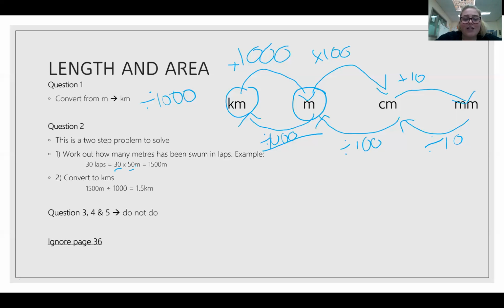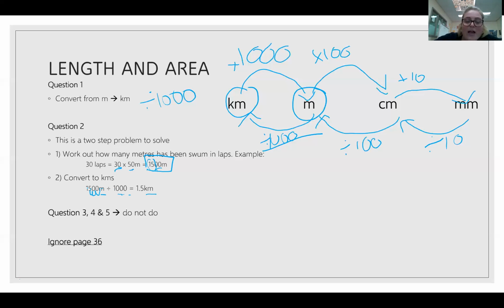So 30 times 50 equals 1,500, because we have the zeros, that's where our zeros come in, and then 3 times 5 is 15. Okay, so that's an easy way that we can do long multiplication without needing to do all the working out. And then once we've got our meters in place, we need to do step 2. And step 2 is converting from meters to kilometers. So we need to divide by 1,000, and that gives us 1.5 kilometers, because our decimal point has moved 3 spots: 1, 2, 3. Okay, so that is what you need to do for question 2.